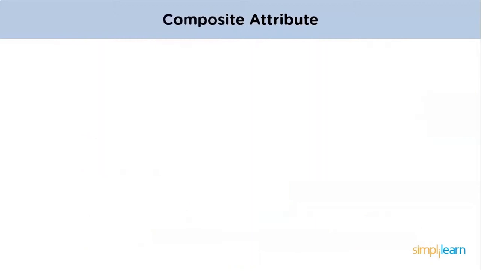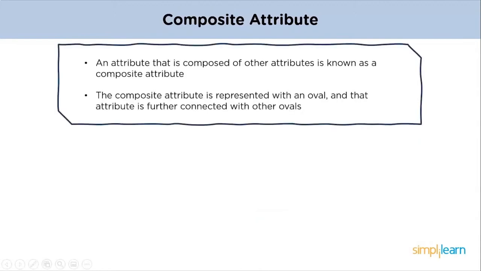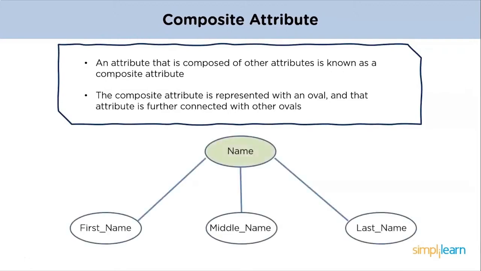Now, we will see composite attribute. An attribute that is composed of several other attributes is known as a composite attribute. An oval showcases the composite attribute, and the composite attribute oval is further connected with other ovals. In the example below, we can see an attribute name, which can have further subparts such as first name, middle name, and last name. These attributes with further classification are known as composite attribute.